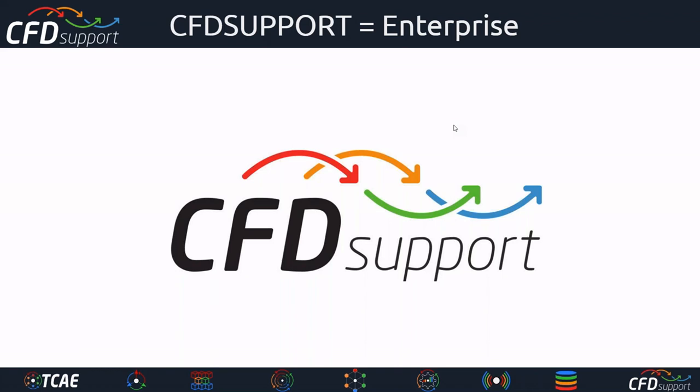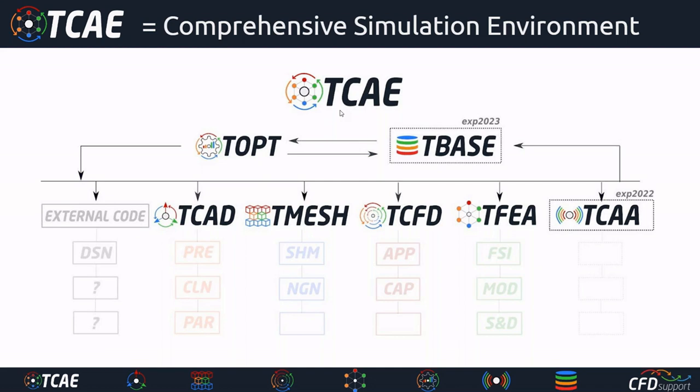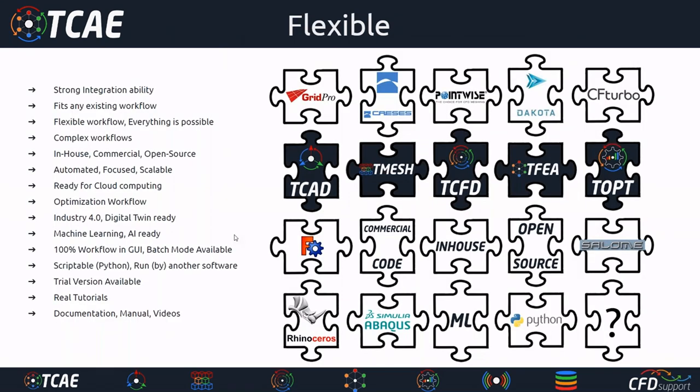Not so many details, as all the important information can be found pretty much everywhere anyway. The company is called CFD support, located in Prague. What's important, our mission here at CFD Support is creating a comprehensive simulation environment built on open source. TCAE is a simulation environment which consists of software modules that can create a simulation workflow according to the purpose of its users. So it's extremely flexible. It has strong integration ability. It can be integrated into existing processes or create new processes. It's very flexible and customizable. It's definitely ready, because we have been doing it for years and it's based on open source, and it's a really big added value from us, because we make it ready for the industry.